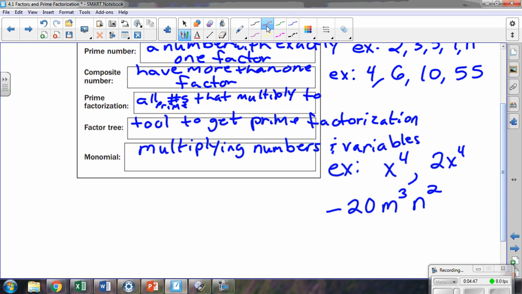One part that you cannot have for monomials, though, it is not allowed to have a negative exponent. It is not allowed to have fractional or decimal exponents. You can't have negative exponents on the variables. You can't have fraction or decimal exponents. They've got to be just whole numbers that you count: 1, 2, 3, 4, 5. Those numbers are okay. These other ones are not.